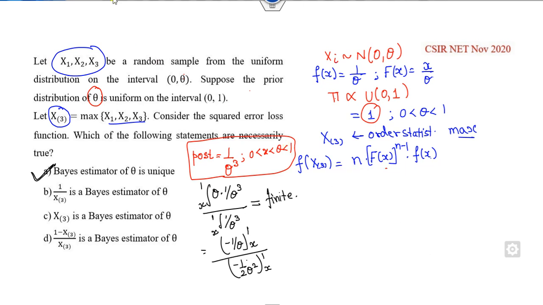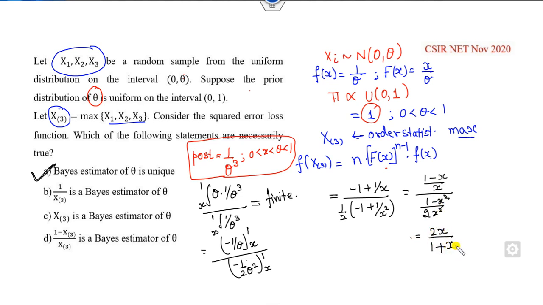Otherwise I can solve it for you. This will be minus 1 plus 1 over x divided by 1 over 2, which I can take outside, times minus 1 plus 1 over x square. So the numerator will be 1 minus x over x, and the denominator will be 1 minus x square over x square. Now 1 minus x will cancel, and one x will cancel. So 2x over 1 plus x is the right answer. You can see this is not the Bayes estimator because 1 over x is not there, so it is the unique right answer.